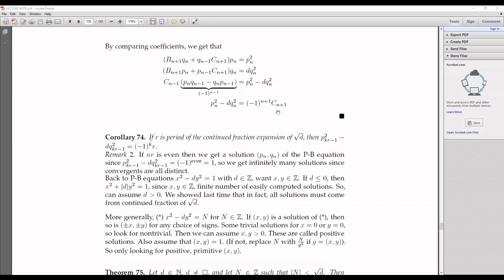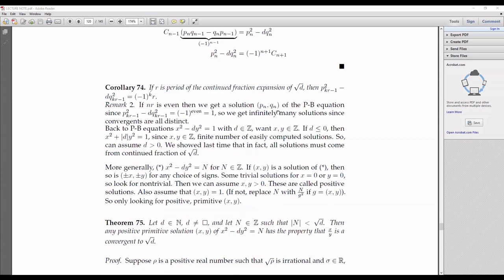Now, as we have anticipated, the argument will come where n is a multiple of r and n plus 1 is even, etc. So the corollary is here. If r is the period of the continued fraction expansion of root d, then from this, the direct byproduct is this guy. There is a typo actually. This r should be beside k, not here. Minus 1 whole to the power kr. The r should not be a product of minus 1 to the power k, but only k.